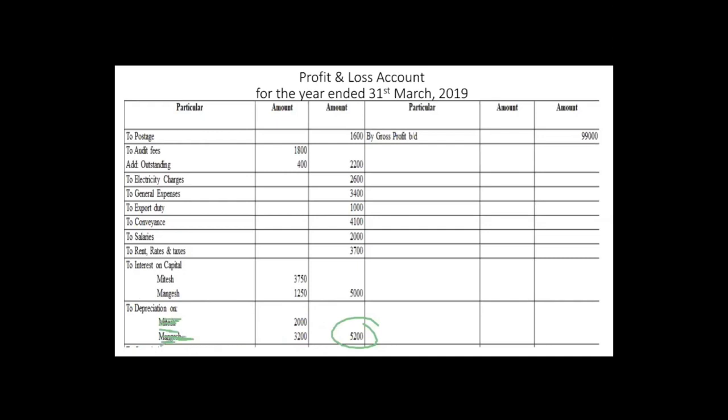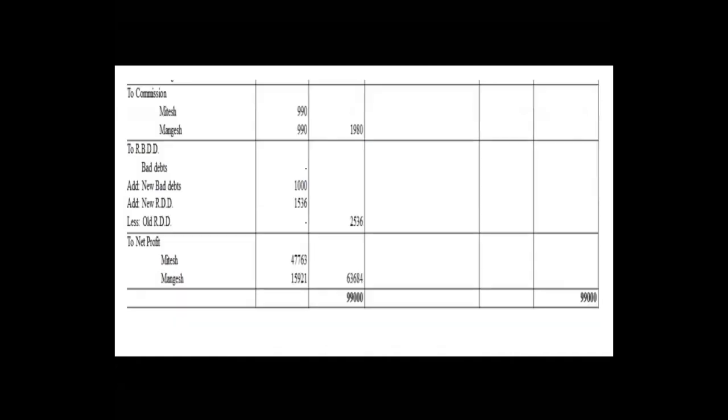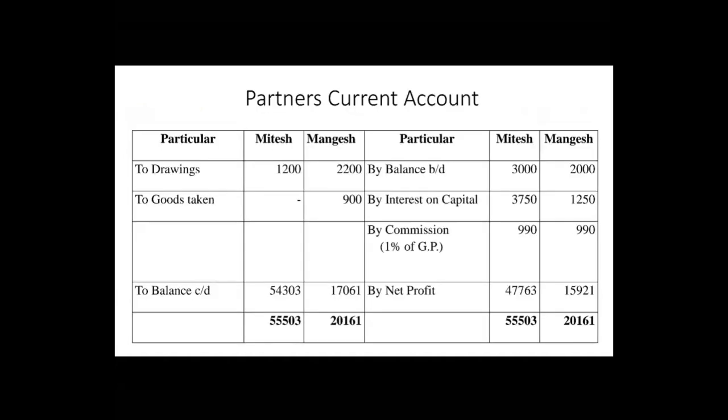Now the next one is: provide interest on partners' capital at 2.5% per annum. Okay, so what is given? Interest on capital is given. Now where is this interest on capital recorded? It is recorded in partners' current account, because in this problem we are preparing partners' current account, not partners' capital account.